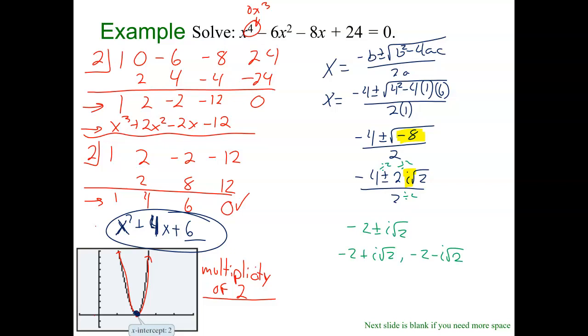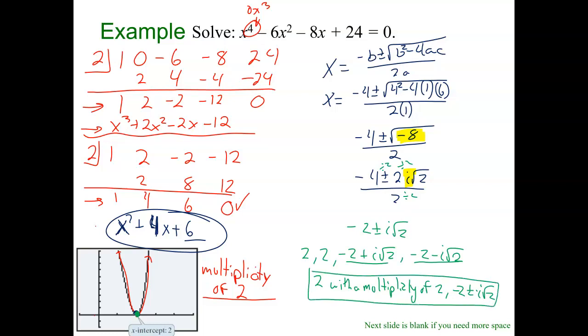So I've got this one, I've got this one, I've got 2, and I've got another 2, because that 2 counts twice because of the multiplicity. So the way that we describe it is we'll say 2 with a multiplicity of 2. And then we have negative 2 plus or minus i root 2. That covers all 4 solutions.